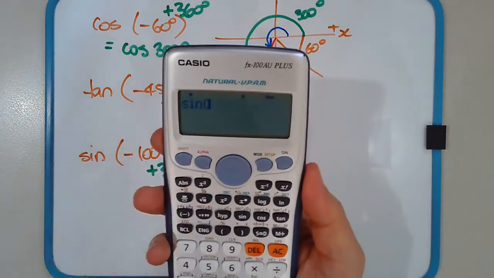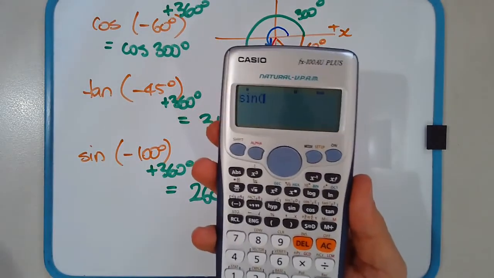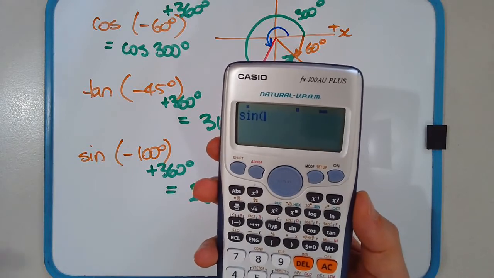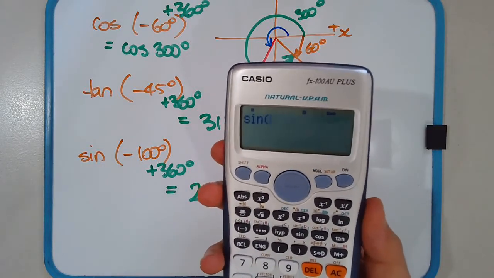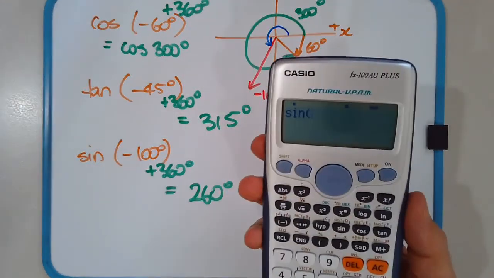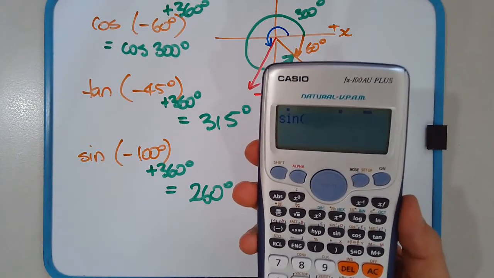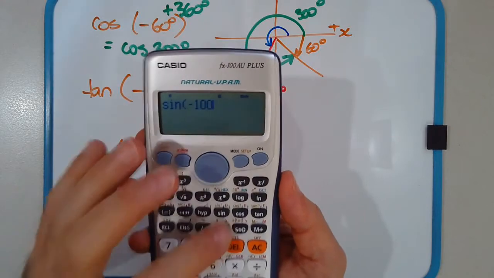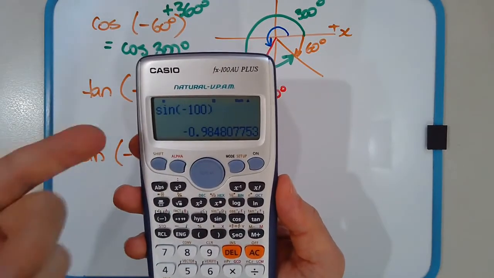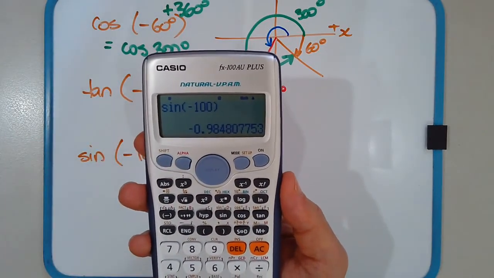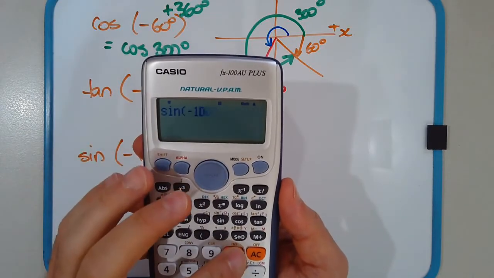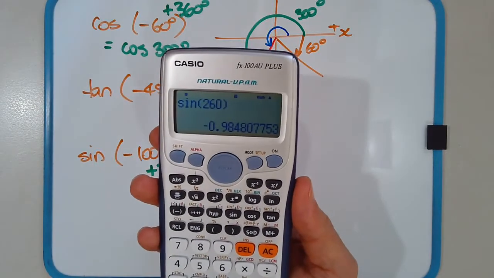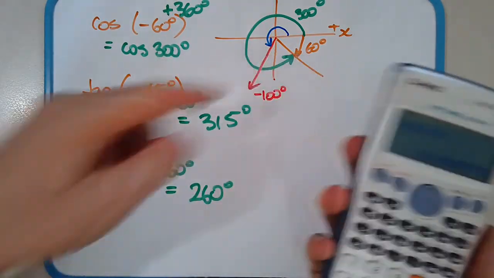This is why experimentation is great. In fact, you'll learn a lot in mathematics just by experimentation. There's a lot in common between the subject of science and the subject of mathematics. One of the best ways to learn mathematics is to experiment, play. Sine of negative 100 is negative 0.9848. What about sine of positive 260? You get the same value. It happens to be basically the same line.